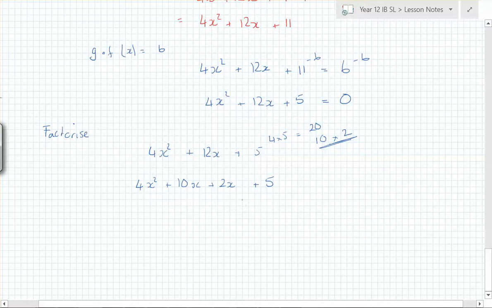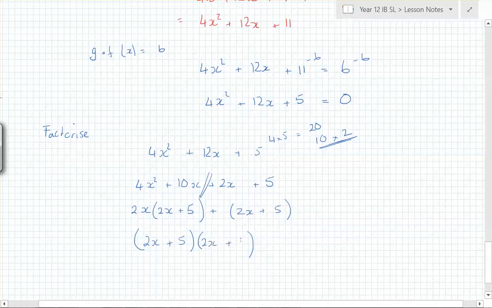And then we factorise again. So we remember we split it down the middle. So we've got 2x times 2x plus 5, and then we've got plus 2x plus 5. So we then factorise another time, gives you 2x plus 5, obviously. But what's in the other bracket? 2x plus 1. Okay. And that is then easily solvable. And you get the same answers.